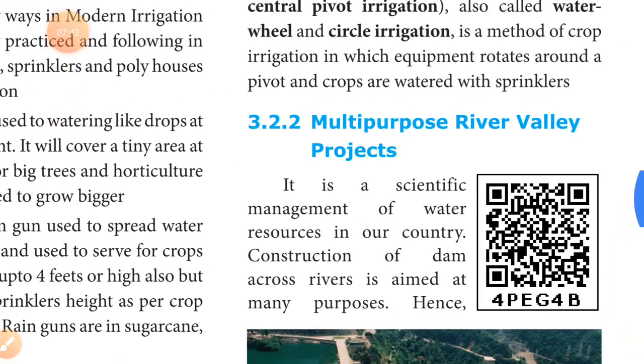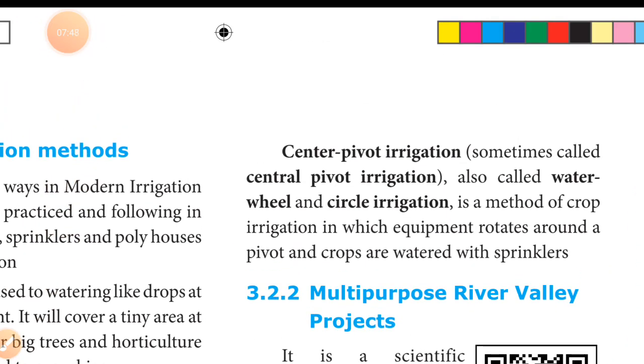The next one, center pivot irrigation. Sometimes it is called central pivot irrigation. It is also called a water wheel. This point is very, very important. Sometimes they will ask, central pivot irrigation is also called what? Water wheel or circle irrigation, because it looks like a circle shape. When water is sprayed in a circular pattern, it is called a water wheel or circular irrigation. In this method, the equipment rotates around the pivot and waters the crops like the sprinkler method. So this is a new irrigation method we are following in modern days: drip irrigation, sprinkler irrigation, center pivot irrigation. Center pivot irrigation is also called a water wheel or circle irrigation.